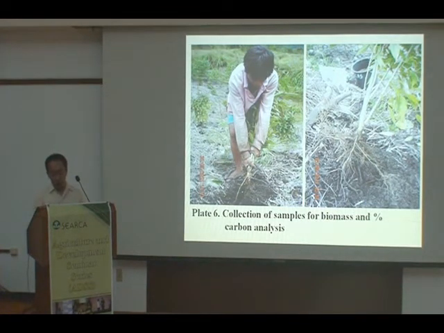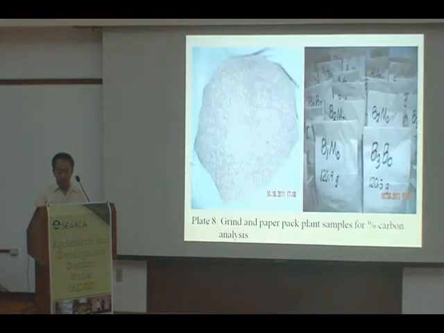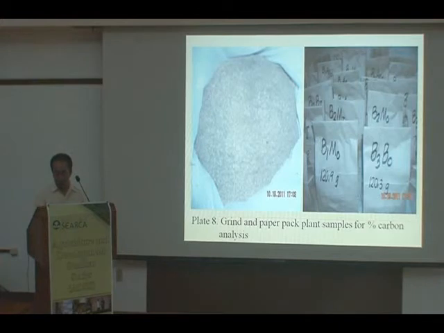So my laborer conducted the careful uprooting of the plant, taking note that the root samples could not be destroyed. But in cases where the root sample was destroyed or cut, we had to recover the root samples from the soil to make sure that we could get the actual root biomass of every species. Then these are now the segregation of the root samples from stems, then leaves of the species. Then these are now the dried samples. Then we have here the packed samples to be submitted to AERI.